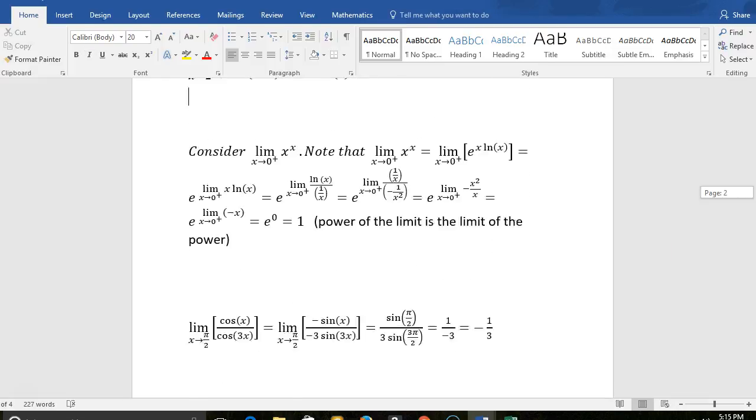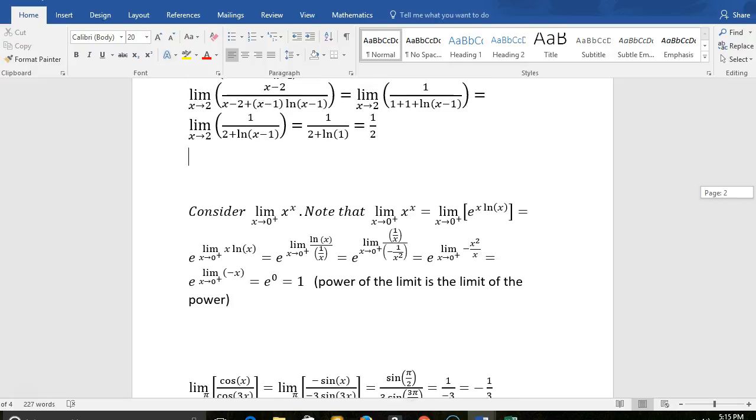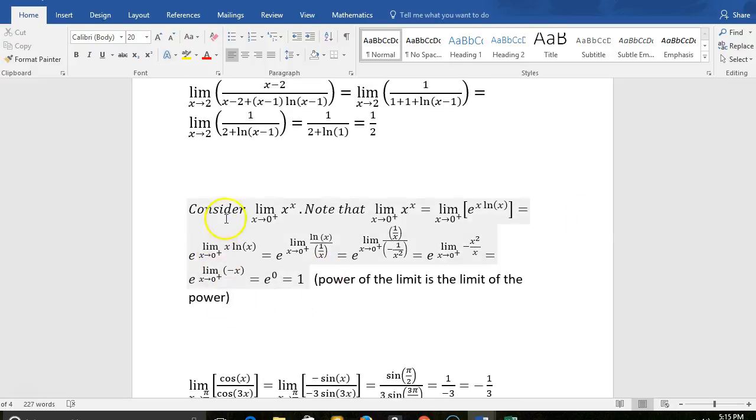Now, there are examples where L'Hopital's rule gets funny. Consider this example right here. Consider the limit as x goes to 0 plus of x to the x power. Note that the limit as x goes to 0 plus, we're coming into 0 from the right, because from the left it's undefined. That's kind of hard to think about, but x to the x can be thought of as e to the x ln x.